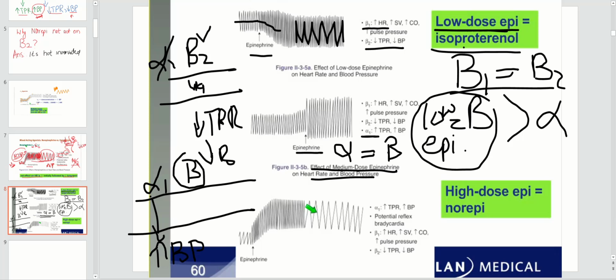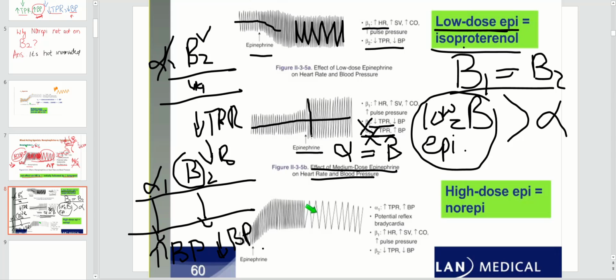But at the same time, medium dose epinephrine stimulates the beta 2 receptor and decreases the blood pressure by decreasing the total peripheral resistance. So decreasing total peripheral resistance and increasing total peripheral resistance cancel each other's effect. So what would be the net effect? The net effect is that your mean arterial pressure will remain the same.